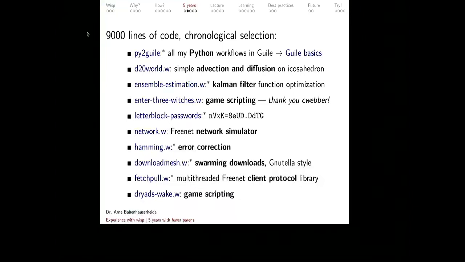And then I built a password generator, which I'm using now. Built a network simulator. All this stuff afterwards is networking. Hamming code. The Hamming code is actually an implementation of a Hamming code for a lecture. And then there's Dry Its Wake. This is game scripting again, because a colleague left to a game company and they wanted to give him a present of something he can show all the game scripters, hey, this is how it could look.